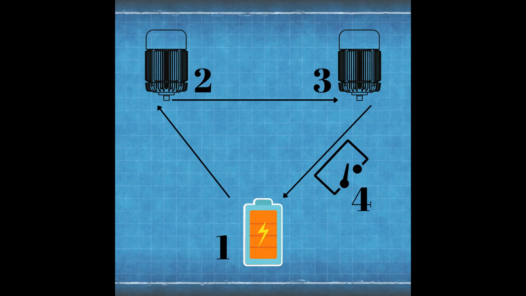As you can see in this graphic, we have the current flowing in one direction, where we're connecting device number 1, which is our power supply, to device number 2, which is our left motor. We then connect our left motor to our right motor, which is number 3, and then we connect our right motor to number 4, which is our switch, and then we connect our switch back to the power supply, creating one very big circle.